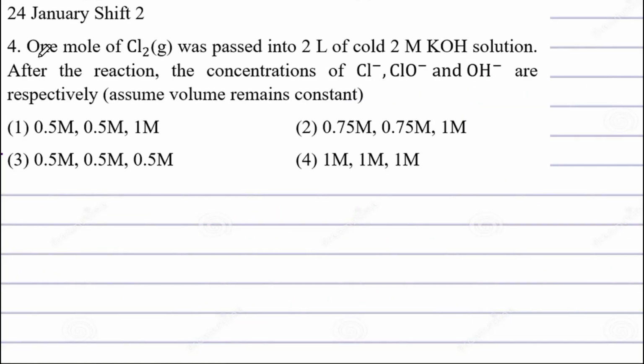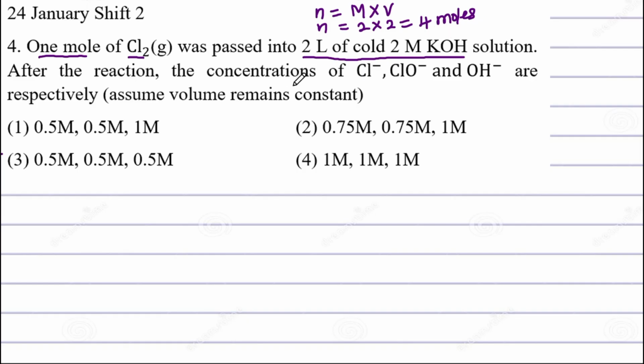Next question is, 1 mole of Cl2 was passed into 2 liters of cold 2M KOH. For the chlorine molecule, the number of moles is mentioned as 1 mole. For potassium hydroxide, KOH, the number of moles is not mentioned, but volume and concentration are mentioned. How can we find the number of moles? Number of moles is equal to molarity into volume. Molarity is mentioned as 2, and volume is 2 liters, so 2 into 2, 4 moles. So the available number of moles of chlorine is 1 mole, and the available number of moles of KOH we found now is 4 moles.